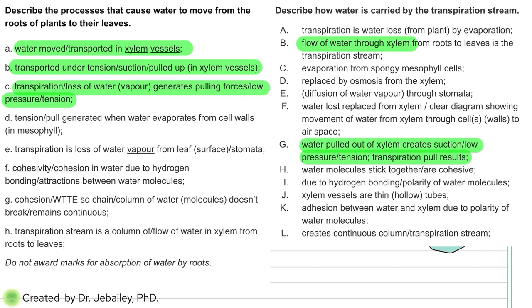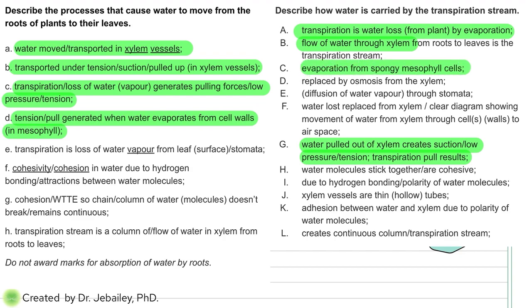It says loss of water, so it's right here. Now, tension pull generated from evaporation from the cell walls of the mesophyll. So evaporation of the spongy mesophyll, it's right here. Transpiration is loss of water vapor from the leaf through the stomata. So it goes from the roots to the leaf, the transpiration stream, so you can say that. Do we have any other places that says how evaporation is coming out? Nope.